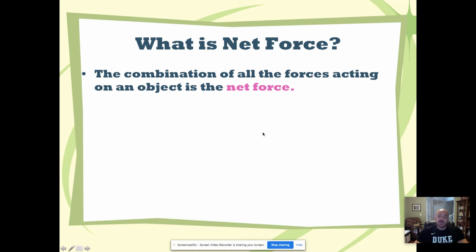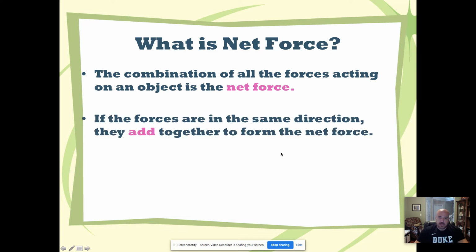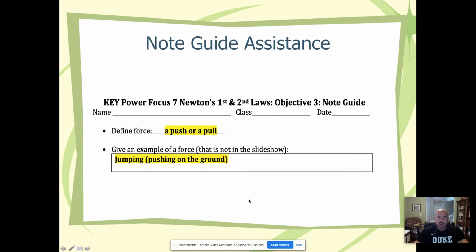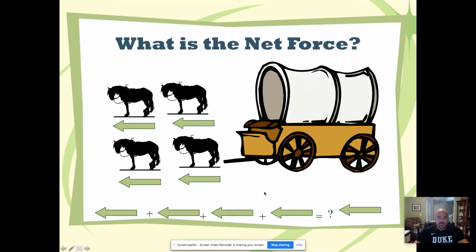When you add up all the different forces pulling in different directions, what's left is the net force. If the forces are in the same direction, so you and I are both pushing a box together because it's so heavy, then we just add the forces to form the net force. If the forces are going in opposite directions, maybe we're having a tug of war, I'm trying to pull you past the middle, you're trying to pull me past the middle, then we have to subtract the two forces. And whichever force is larger, that's the direction the object would go. So those are your rules for forming net forces. Make sure that you put this in your notes. Press pause if you need to, because I'm going to skip ahead.